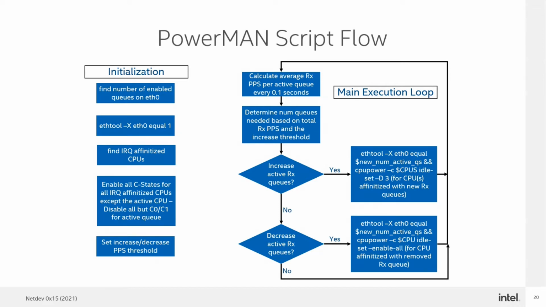And so if we increase the number of queues, we will add one or more queues to the RSS table. And then we will also disable the higher sleep states and not allow the CPUs attached to those queues to go higher than C1. And if we decrease the queues, we will reduce the number of entries in the RSS table. And then we will allow the CPU that was aligned with that queue to sleep and go up to C6. And then if we don't have any changes, we'll just loop back to the start and measure the packets per second again. And this just runs forever. Next slide, please.